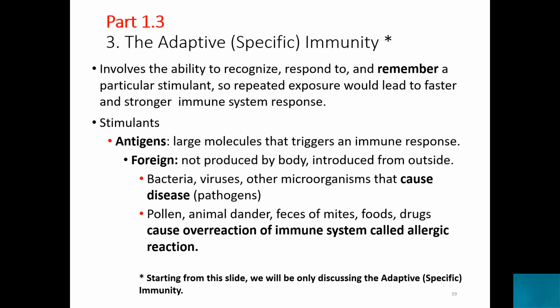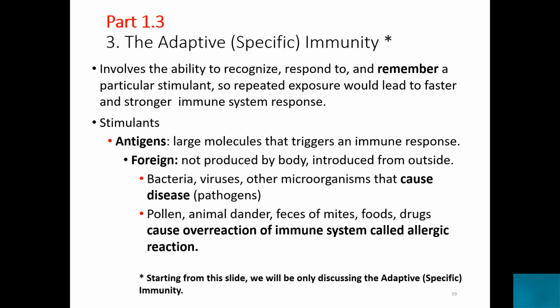Now we will talk about the adaptive or specific immunity. Why is it called specific? Because it involves the ability to recognize, respond to, and remember a particular stimulant. So, repeated exposure would lead to a faster and stronger immune system response.